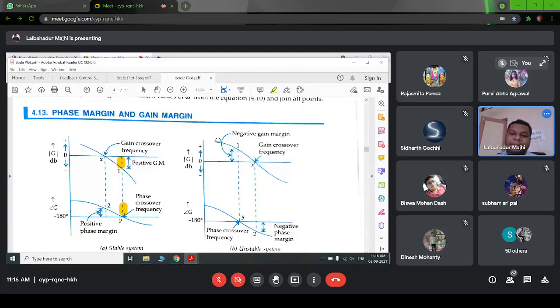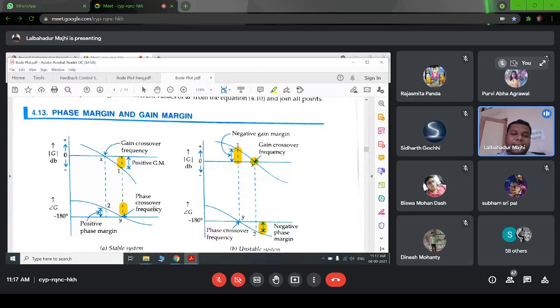Similarly, in this case, we can see this will be a negative phase margin, right? Because we have to subtract this gain margin so that we will get this 0 dB, or we can say that it will be unstable. So this will be a negative phase margin. Similarly, in this case, it will be a negative phase margin. So negative gain margin, negative phase margin. So how can we say that this is a positive phase margin or negative gain margin?